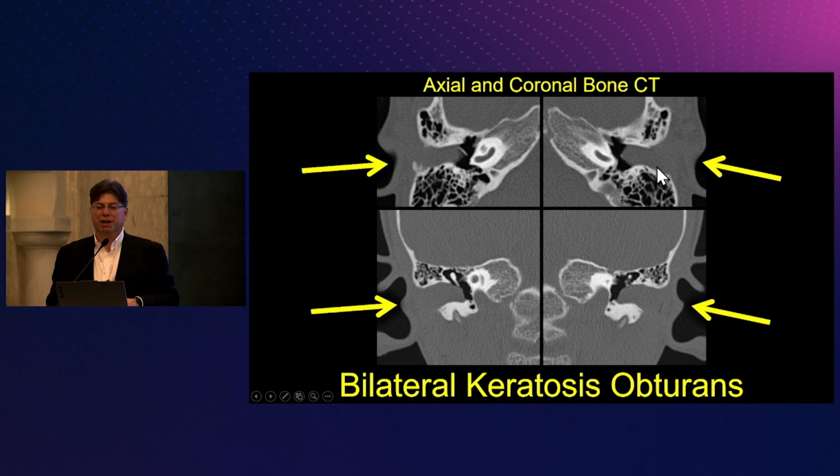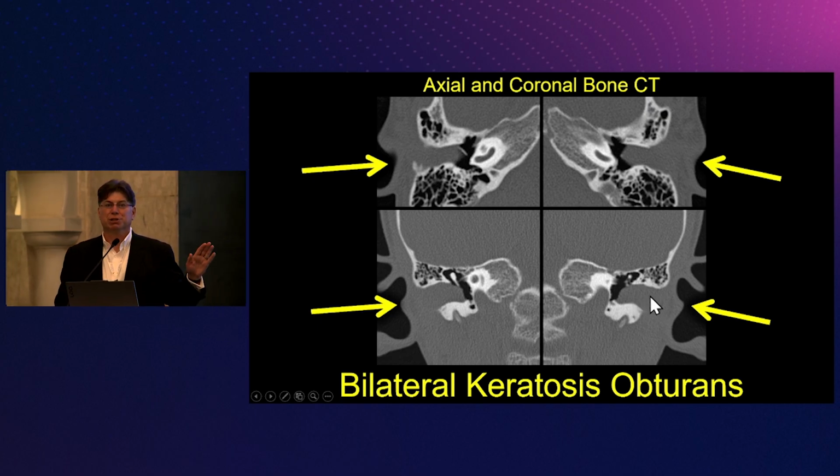So here's a case with the axial bone on top and the coronal bone on bottom, and we see soft tissue from the tympanic membrane filling the external auditory canal on both sides. So here in the same thing on the coronal, the TM looks fine. We see a normal scutum, we see a normal tympanic annulus, but there's soft tissue filling the external auditory canal. But the osseous walls look okay. So that's a good example of keratosis obturans where we have soft tissue filling it. And that's soft tissue density.